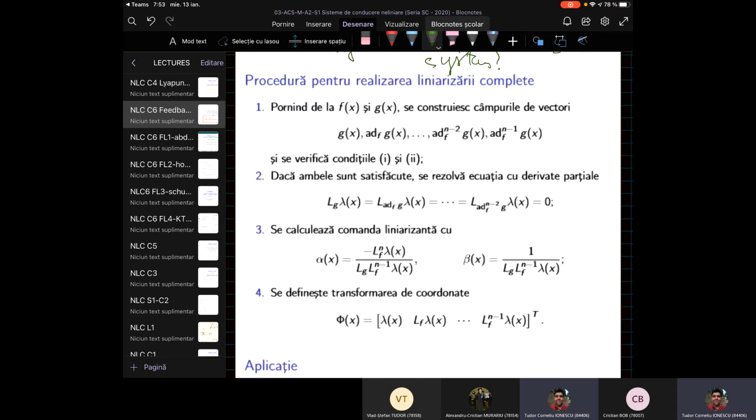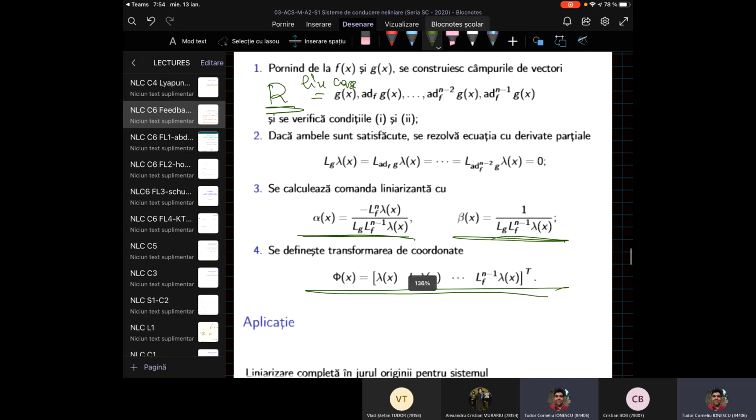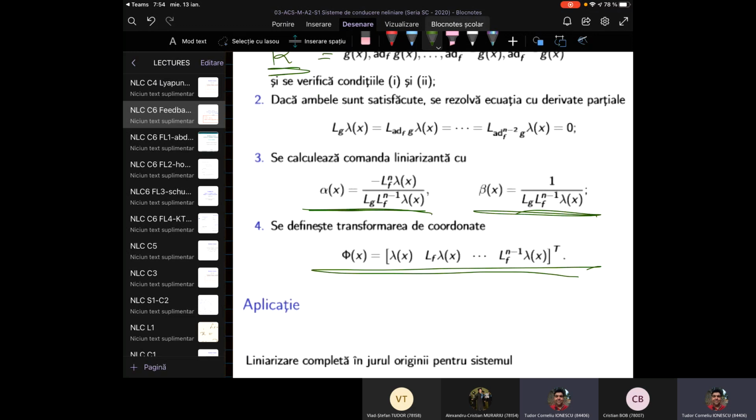So here, and after that we stop, we have a procedure for full feedback linearization. You start from f(x) and g(x), you build these vector fields as described here. These are Lie brackets. In the linear case, please show me that this is actually the controllability matrix R. Try to prove it yourselves. If these conditions are satisfied, then you solve this equation, okay? And then you compute these terms, alpha and beta, and this coordinate transformation. You apply the coordinate transformation and you get the fully feedback linearized system. Okay? Agreed?